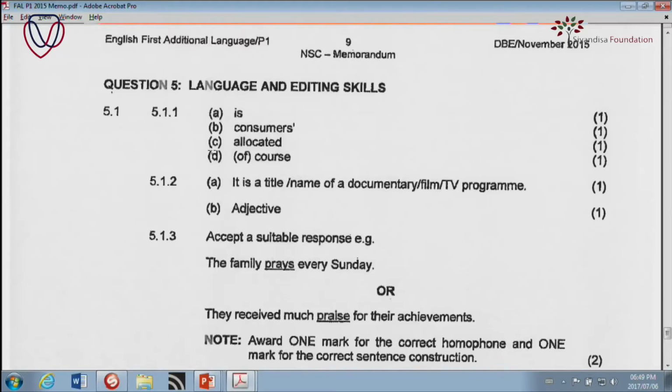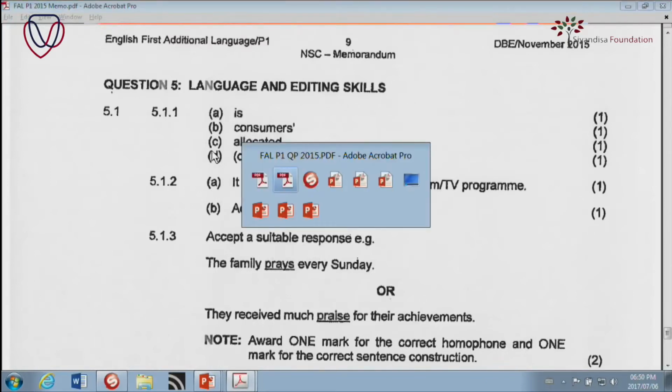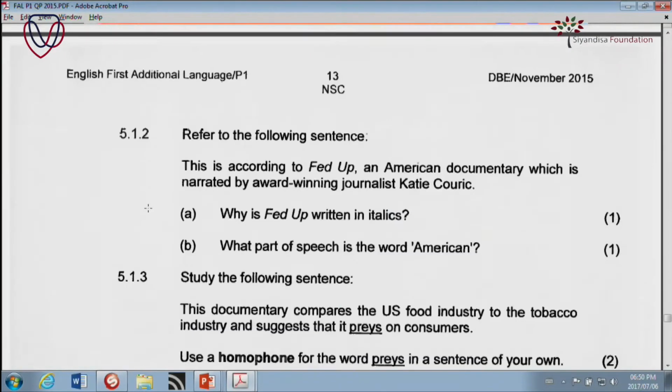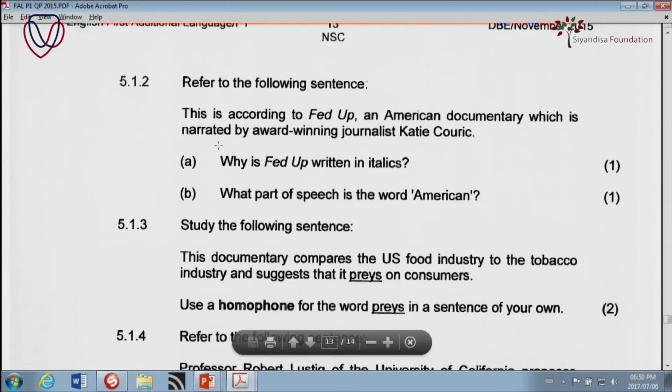Okay. Let's go back to our language paper and see the other types of questions which we are investigating. Now, here we have a format question. Why is fed up written in italics? Everybody knows, I hope, that this indicates that it is a title of a magazine or a publication of some sort. We'll look at the memo for that a bit later, but not for now.